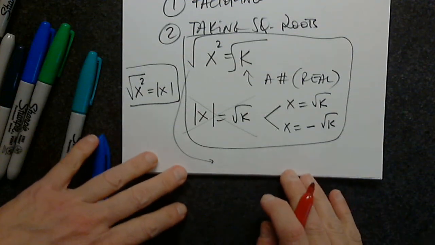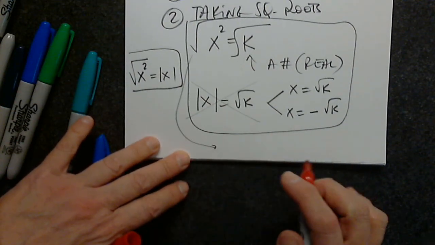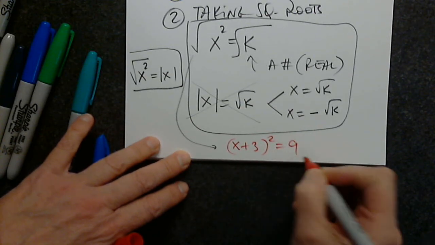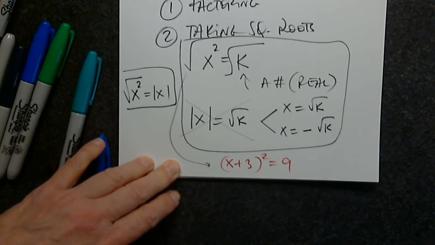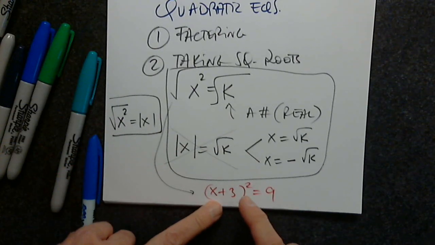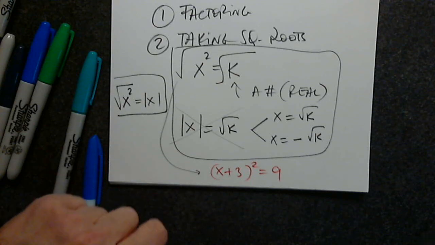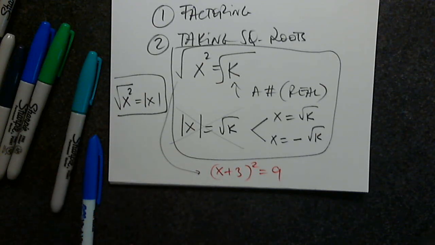So, let me give an example. Let's say x plus 3, everything squared equals 9. There is no point in expanding x plus 3 squared. And by the way, if I do expand x plus 3 to the second power, how many terms do I get? How many? 3. Exactly 3. Please remember, we discussed that last Wednesday. Excellent. Thank you.